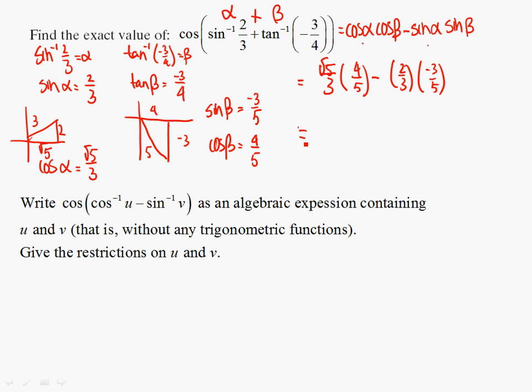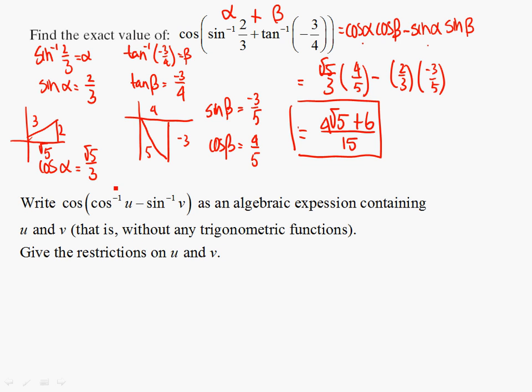So what do we get out of that? 4 square root of 5 out of the first. That negative is going to make this negative a positive, so that's plus 6 divided by 15, and then that would be your answer. Okay? Any other questions on that one?